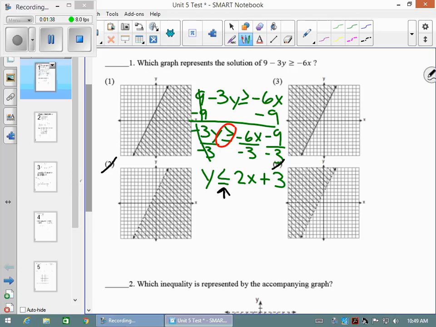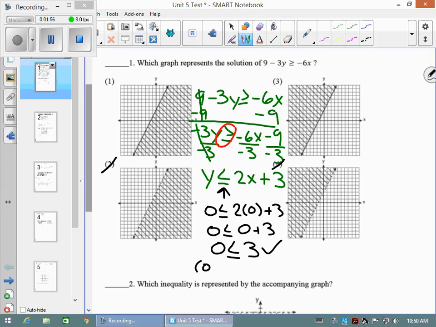So if I test the point 0, 0, I'm going to have 0, is that less than or equal to 2 times 0 plus 3? 0 is less than or equal to 0 plus 3. Is 0 less than or equal to 3? Yes, that is a true statement. So that means 0, 0 is in the solution.